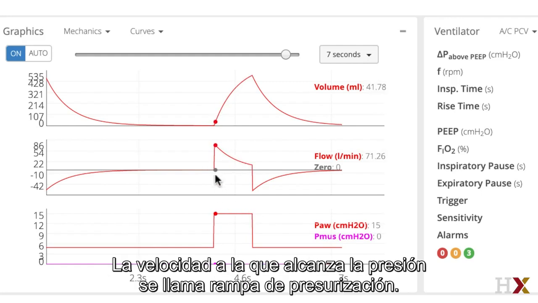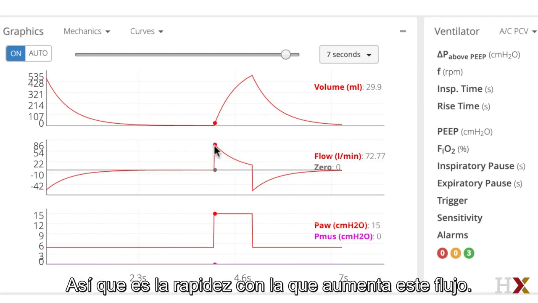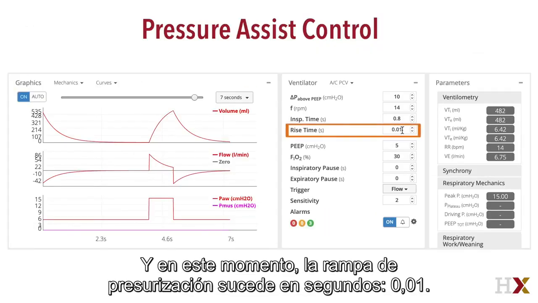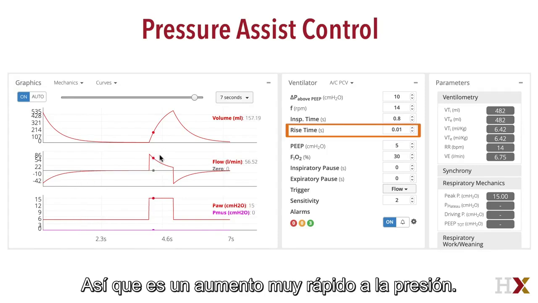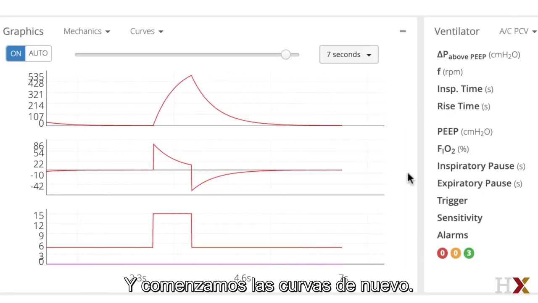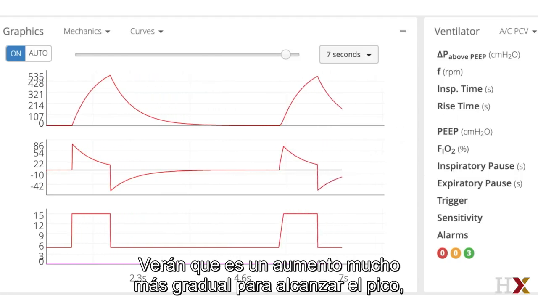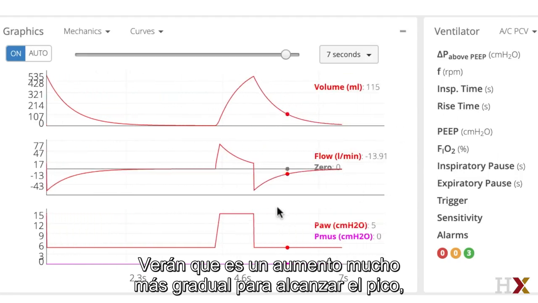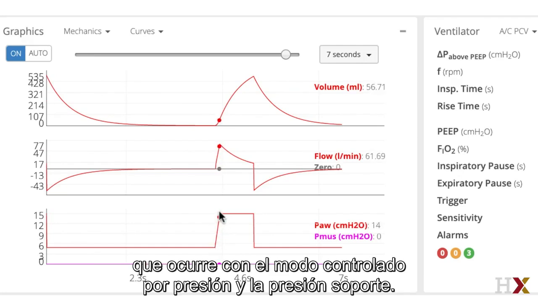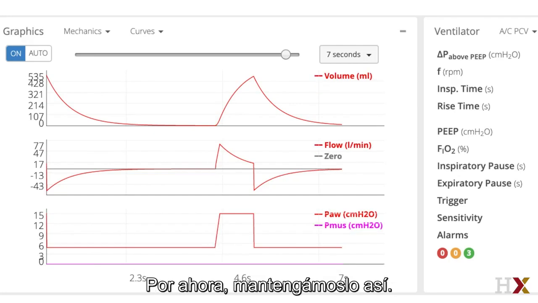The speed at which it reaches the pressure is called the rise time, so it's how fast this flow increases. And right now, the rise time is in seconds and it's 0.01, so it's a very rapid increase to the pressure. If we increase this time, let's say to 0.1 second, and let's start the waveforms again, you'll see it's a much more gradual increase to the peak, as you can see here. Sometimes this will eliminate some overshoot that occurs with pressure control and pressure support. For now, let's keep it like this.